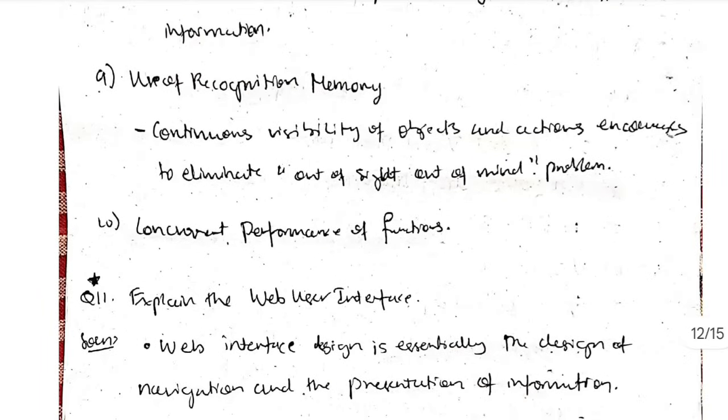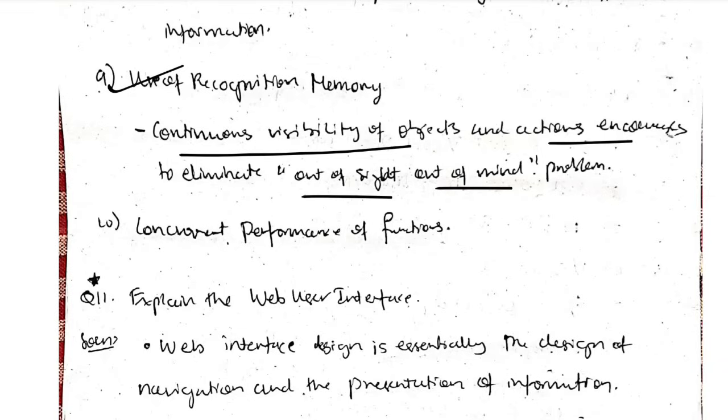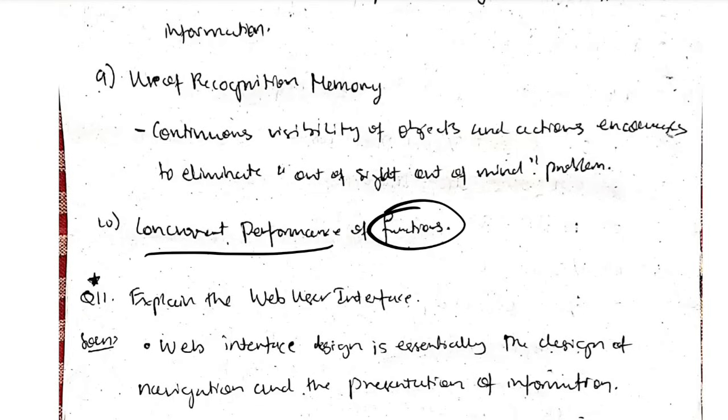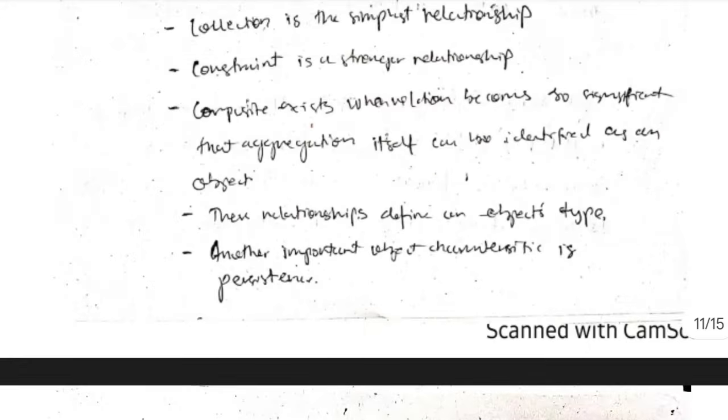Use of recognition memory: continuous visibility of objects encourages the person to move out of the situation of out of sight, out of mind problem. Meaning if it is visible and then it becomes invisible, then the person will forget what was visible there. And the last one is concurrent performance of functions. So the functions are continuously performed and they are performed parallelly. So these are some of the basic features.